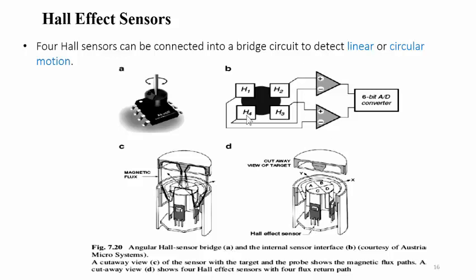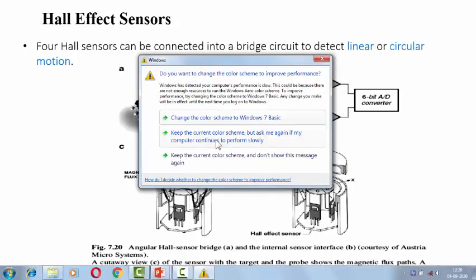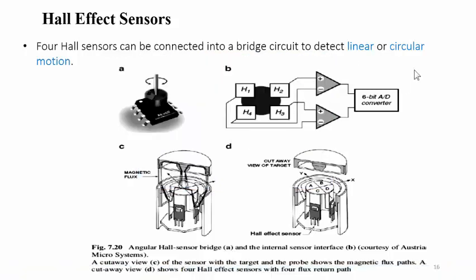Some other packages are also available with this Hall effect sensor. Four Hall sensors can be connected, that is H1, H2, H3 and H4, in a bridge kind of configuration to detect the linear or circular motion of the object.